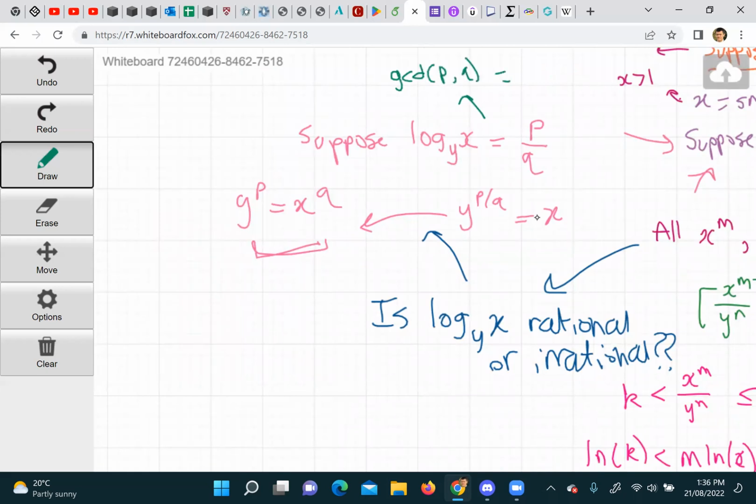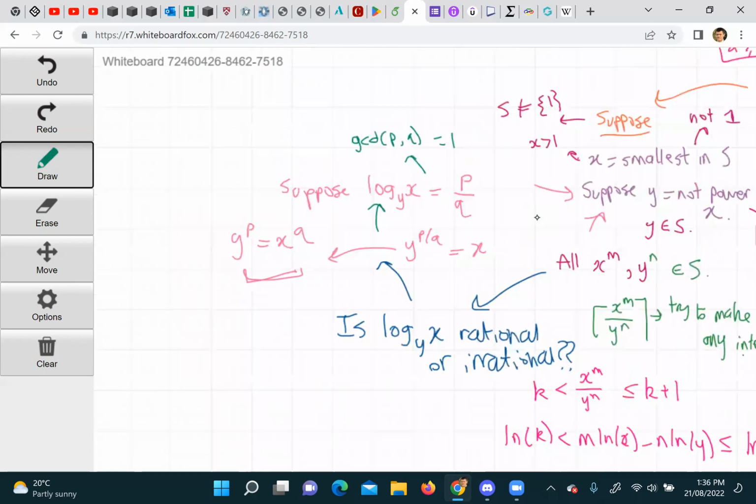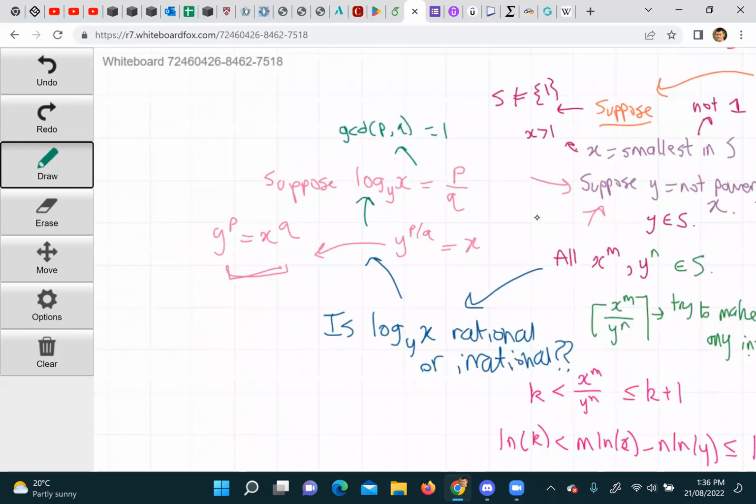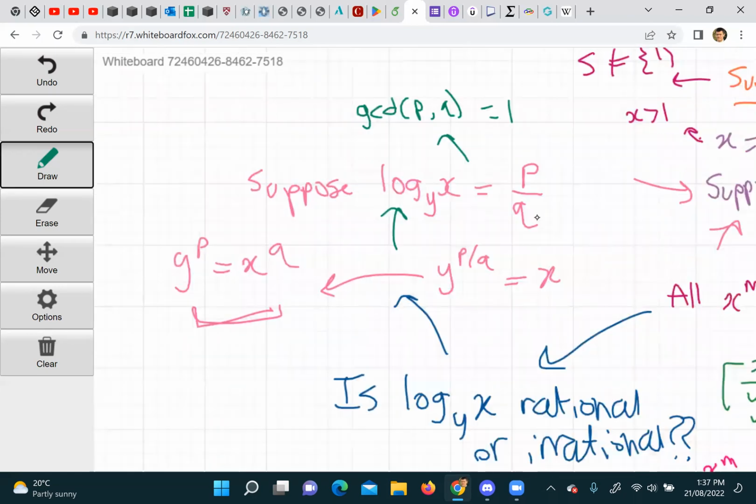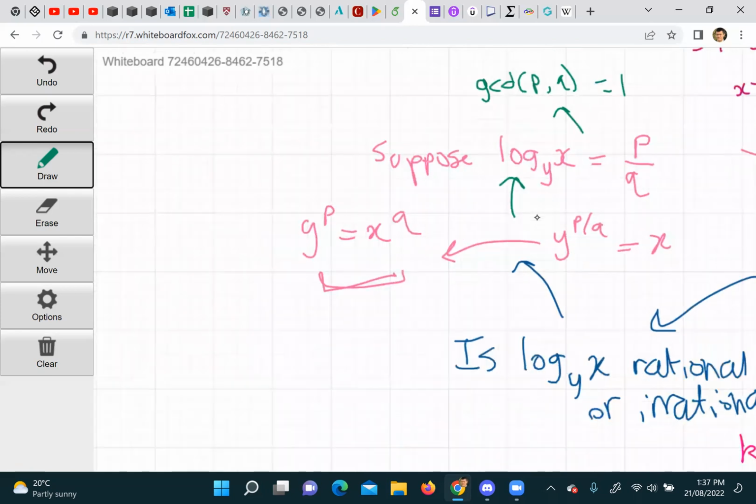If you immediately said this is irrational just from this, sadly you may be losing marks. I didn't even get any of this. I'm not too worried.